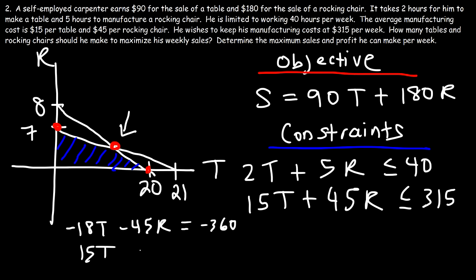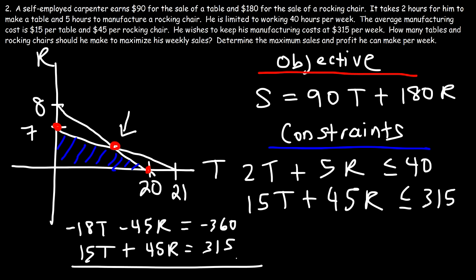Now let's leave the other equation the way it is, because at this point, we could cancel r if we just simply add the two equations. So -45 plus 45 is 0. -18t plus 15t, that's -3t. And -360 plus 315 is -45. If we divide by -3, we can see that t is 15.